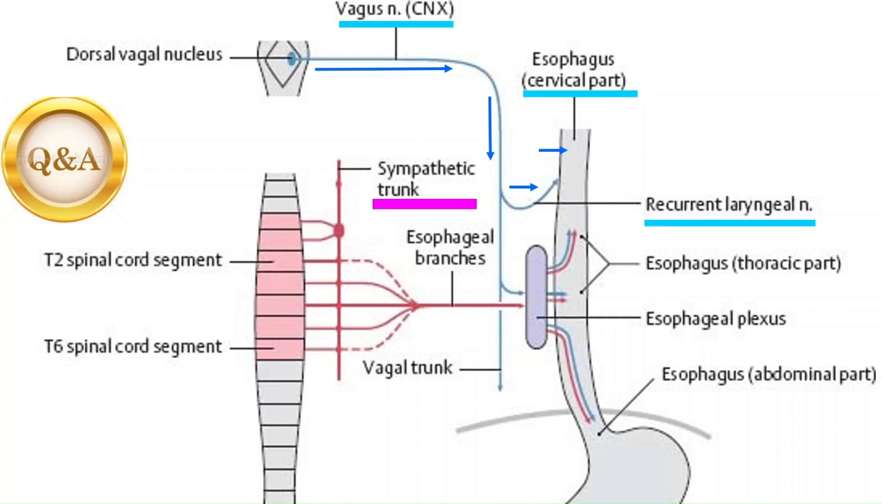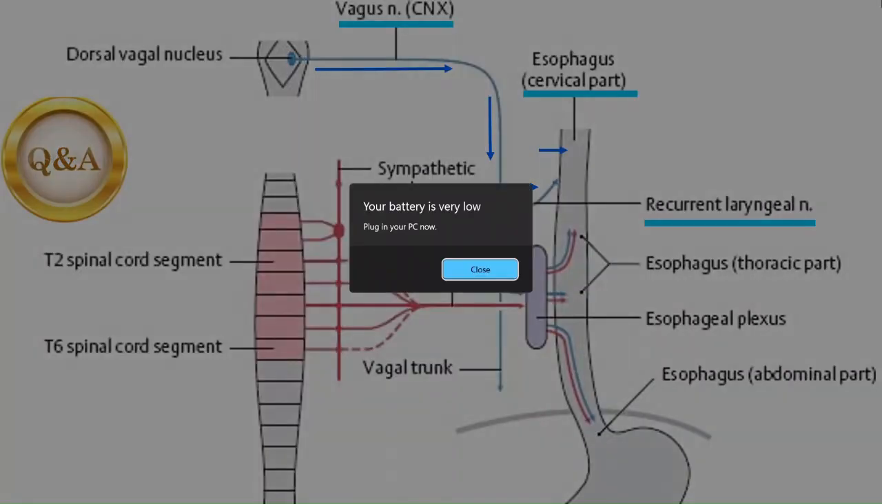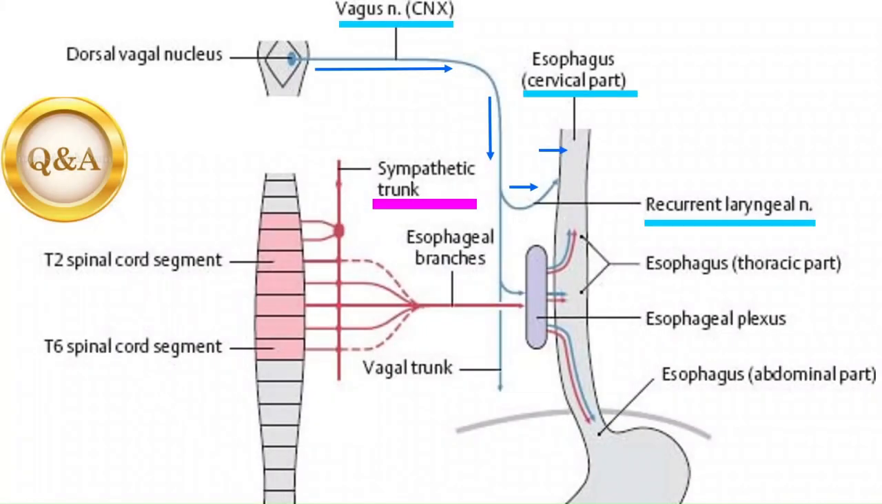Then we need the sympathetic innervation. The sympathetic innervation is very important for the smooth muscle part of the esophagus, which is part of the middle third and all parts of the lower third.